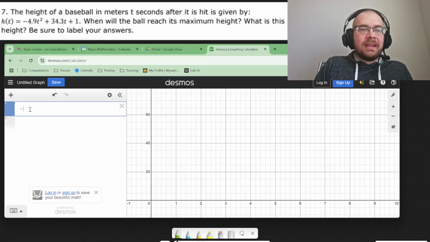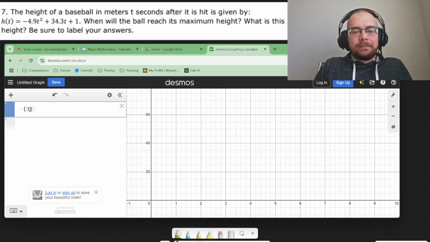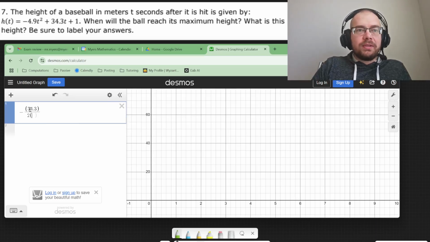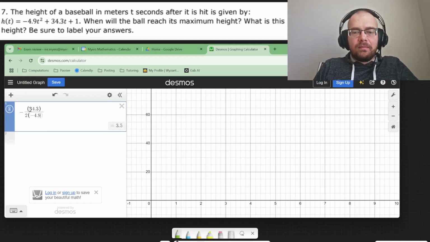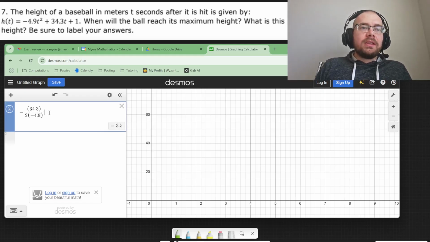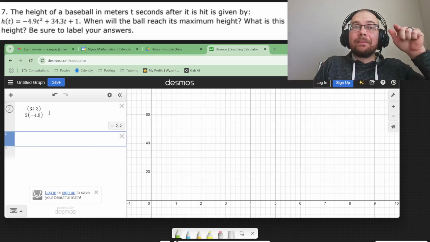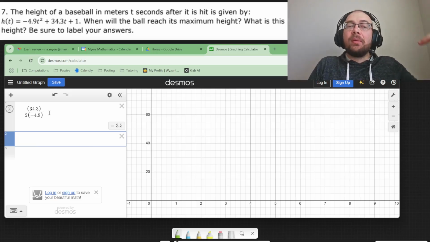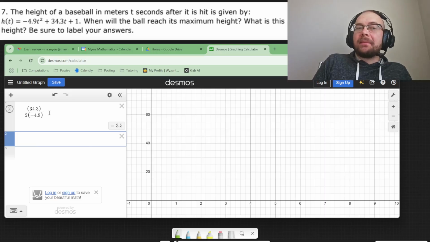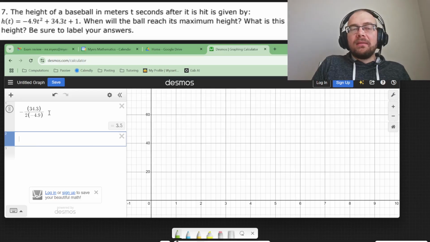So we want to use negative b over 2 times a. There we go. So 3.5. And then separately you would plug in 3.5 to get the max height. So this 3.5 is the when, it's the t value. It's 3.5 seconds. When will the ball reach its maximum height? In 3.5 seconds. Okay, so then we plug that number back in to figure out what the y value is. So negative 4.9.